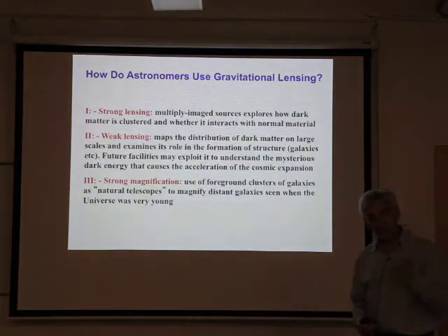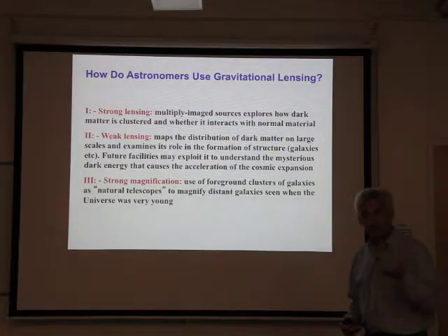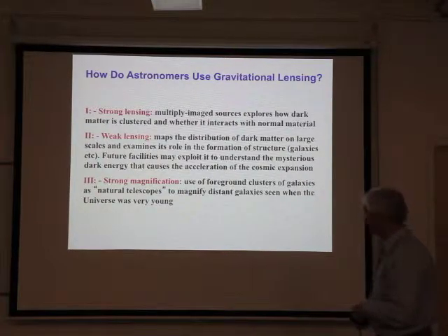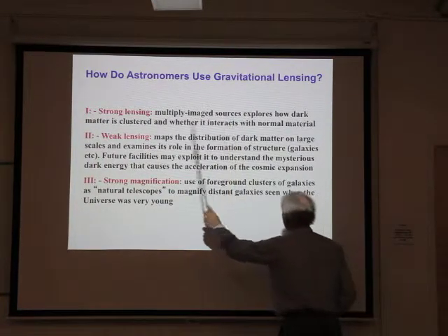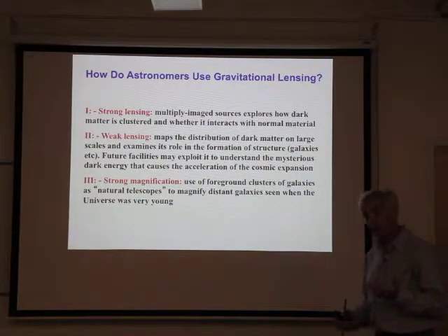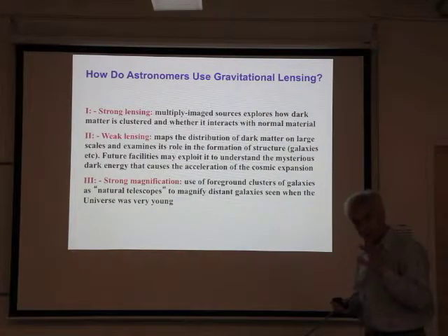So why are we interested in gravitational lensing? What do astronomers want to do with gravitational lensing? In 1919, it was just used to verify Einstein's theory, but now astronomers use it as a tool in their toolkit to study the universe. So I've introduced multiple image sources. Those are very important because they tell us how dark matter in the universe is clustered on fine scales.